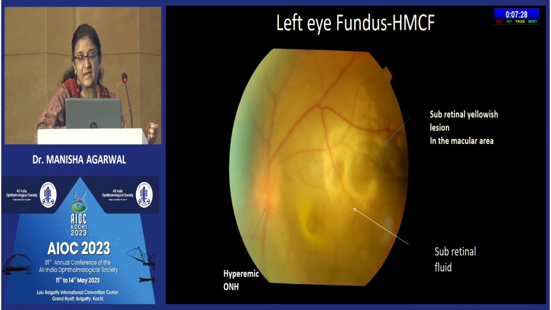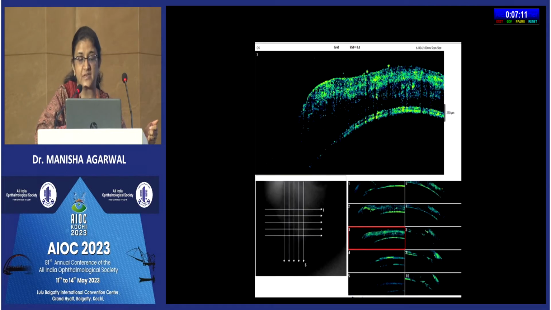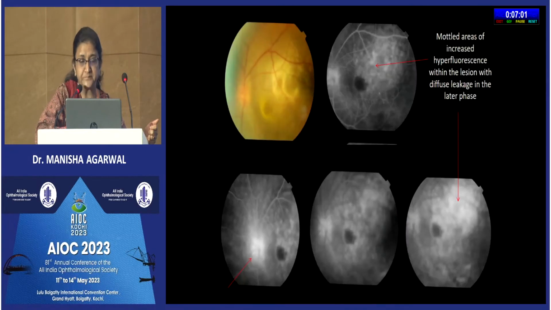subretinal fluid in the macular area extending till the arcade, and you had some kind of a yellowish subretinal lesion, which was again very extensive, and it also was accompanied with a hyperemic optic nerve head and a huge pocket of subretinal fluid. When we did an OCT, it showed thickening of the layers of the retina, that it was also involved, and it was just not a subretinal lesion.